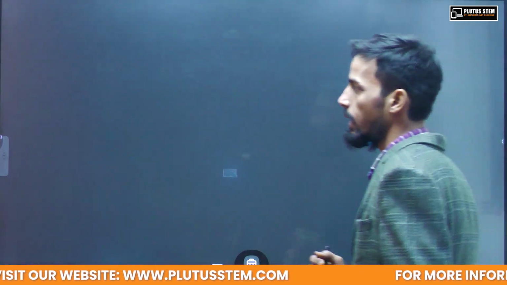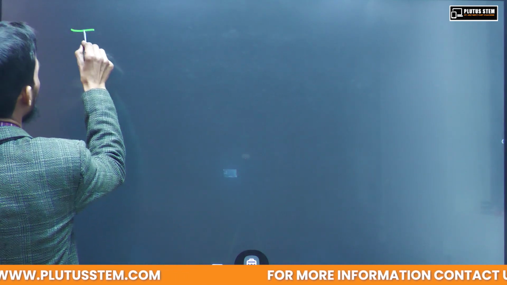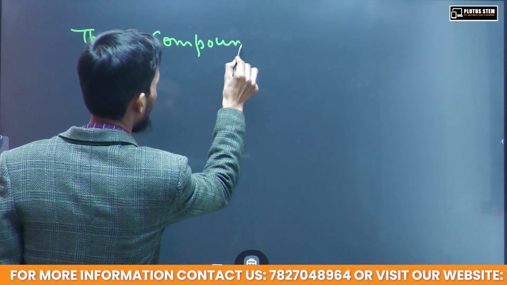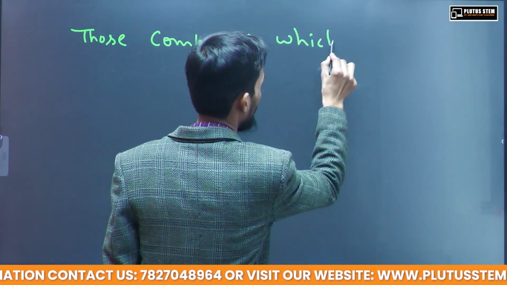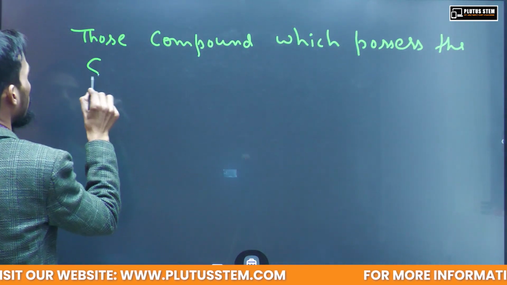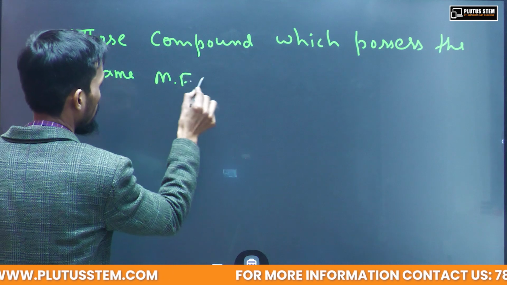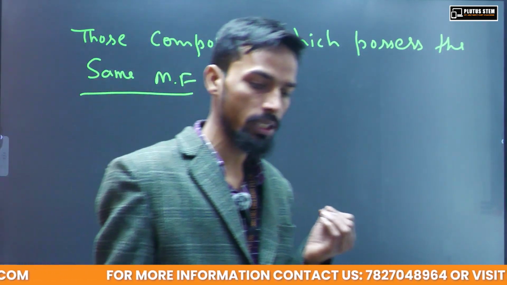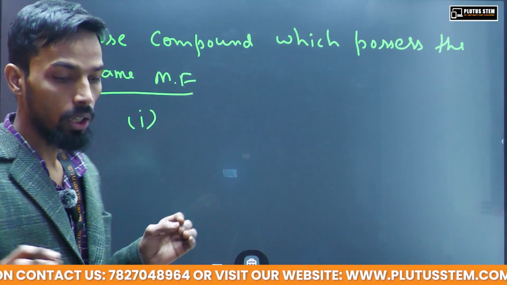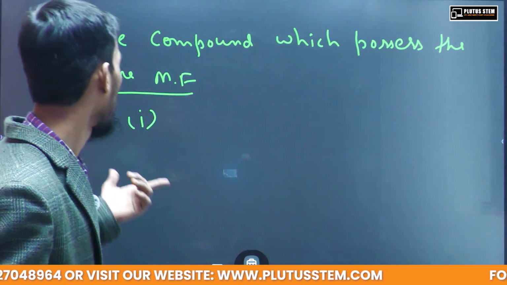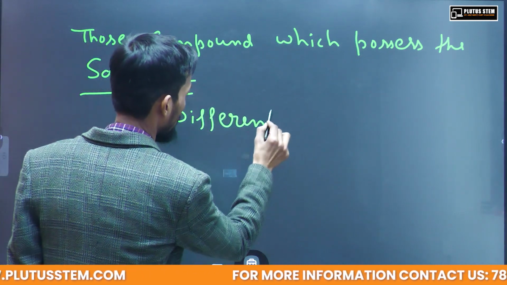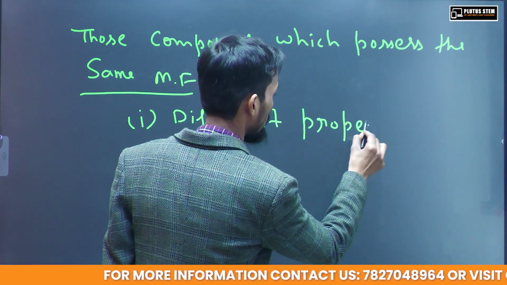So if we get into detail, what are isomers? Those compounds which possess the same molecular formula. This is the necessary condition. And what should be different? The number one thing is the properties. Same molecular formula but different properties; they must possess different properties.